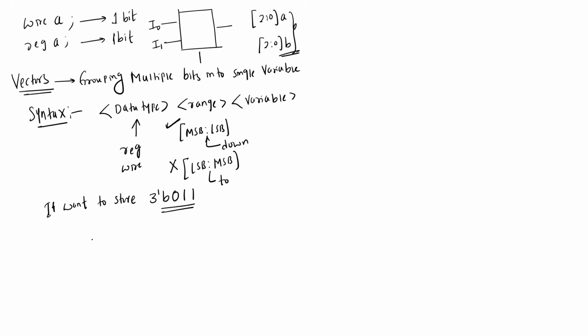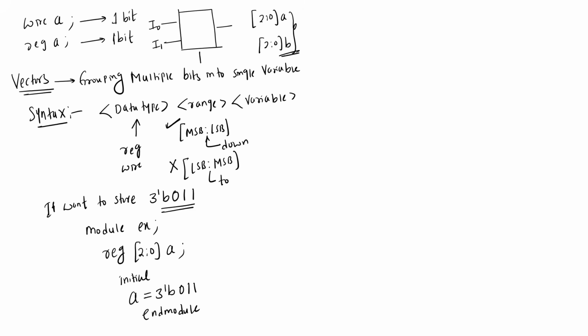So how to write the code? module example. I'm declaring reg 2 down to 0. How many bits is this? 3 bits, no? So the size is represented before the variable. Since I'm using reg, I need to use initial a equal to 3 tick binary 011, and endmodule. Like this you need to write.